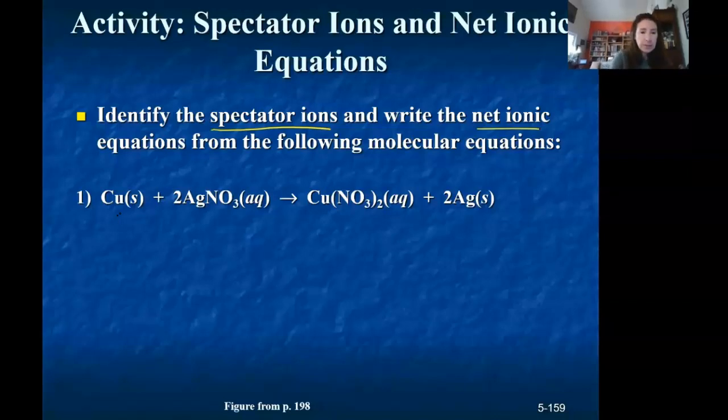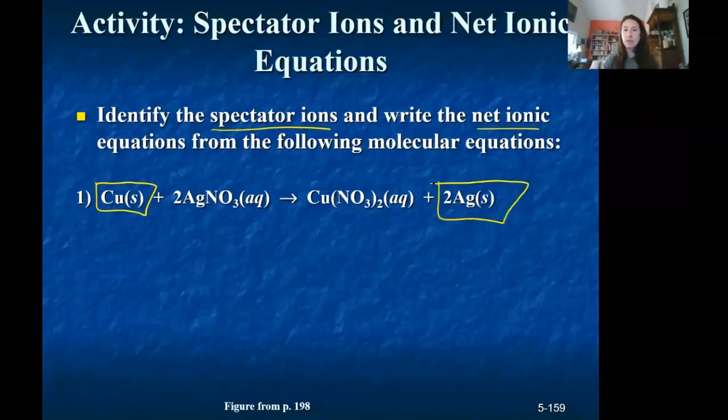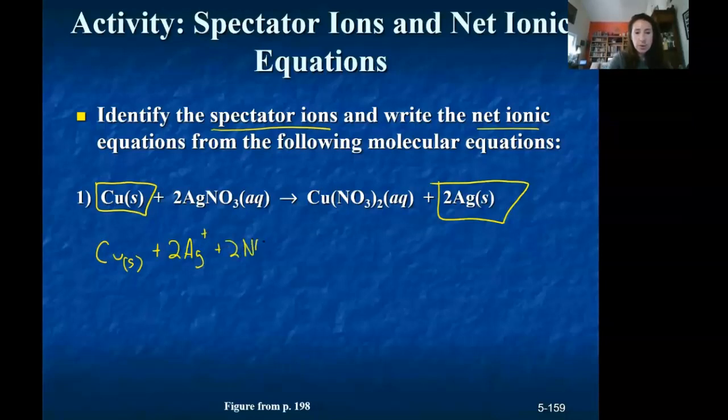So we're going to break this up. I can't break this up because it's a solid. Sometimes it helps to put a box around the ones you can't break. I can't break those because they're solids. Obviously they're metal, so you can't break them up anyway. But sometimes it helps so you don't accidentally break it up in the next step. So now we're going to break all of our AQs up. So we have 2 Ag pluses, 2 NO3.